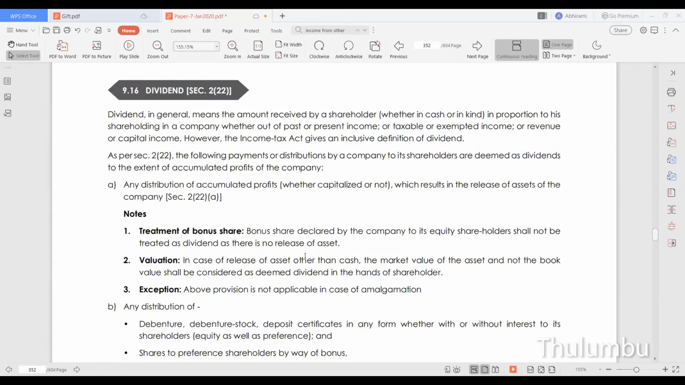Valuation. In case of release of assets other than cash, the market value of the asset. So we have to consider the market value of the asset and not the book value. And the above provision is not applicable in case of amalgamation.